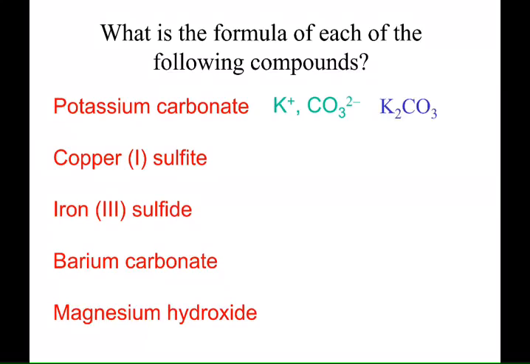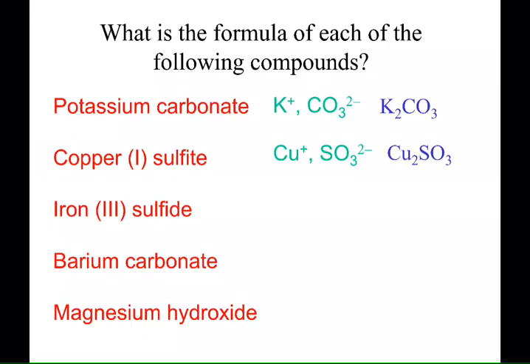Does that work for you? Copper 1 sulfite. Now know that sulfite is 1 oxygen less than sulfate, okay? So it's SO3 2-, isn't it? So Cu+1, SO3 2-. Crisscross, and of course you get Cu2SO3.